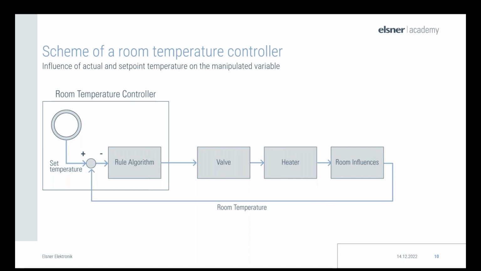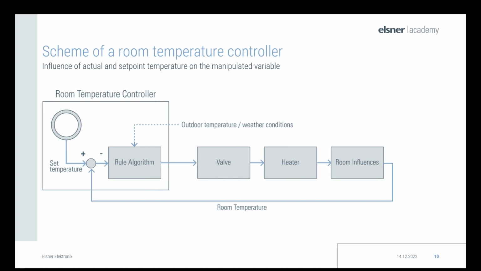Also, in the room itself, there are various influences on the room temperature. For example, radiating heat from lighting, electrical appliances, or from people in the room influences the temperature. I believe this is a very interesting example: one person in a room emits approximately 80 to 100 watts. Also, outdoor temperature and weather conditions need to be taken into account.